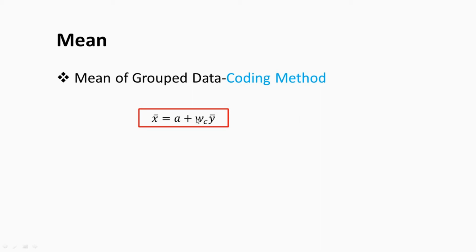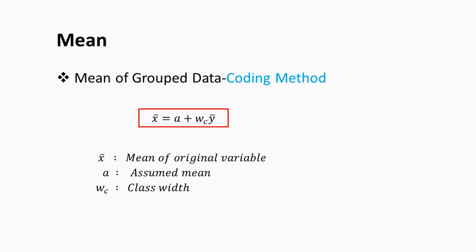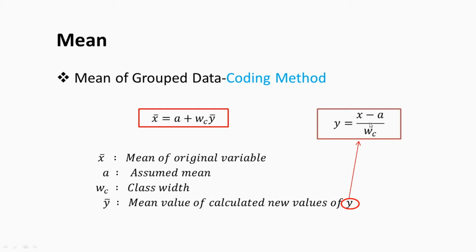This is the equation for the mean: x bar equals a plus wc times y bar. X bar is the mean of the original variable, a is the assumed mean, wc is the class width, and y bar is the mean value of the calculated new values of y. To find this y, we can use this equation. Here a is that assumed mean. The assumed mean is one of the midpoint values.